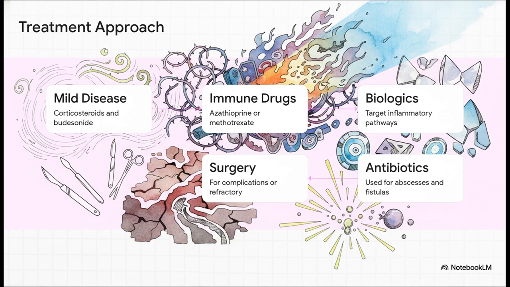Then we bring in the heavy hitters, biologic therapies. These are monoclonal antibodies like infliximab or adalimumab, which specifically target and neutralize inflammatory cytokines like TNF-alpha. It's a real game changer. We'll use antibiotics specifically to deal with abscesses or perianal fistulas. And surgery? That is strictly reserved for severe complications like obstructions or perforations.